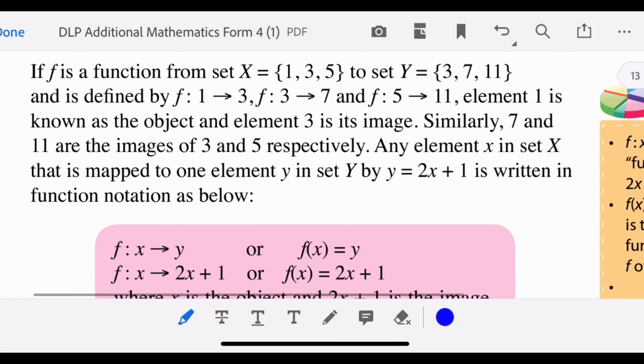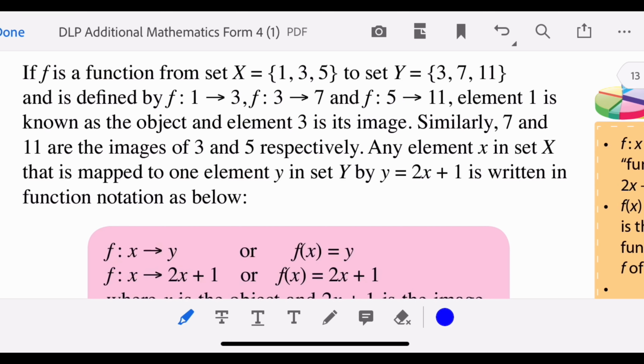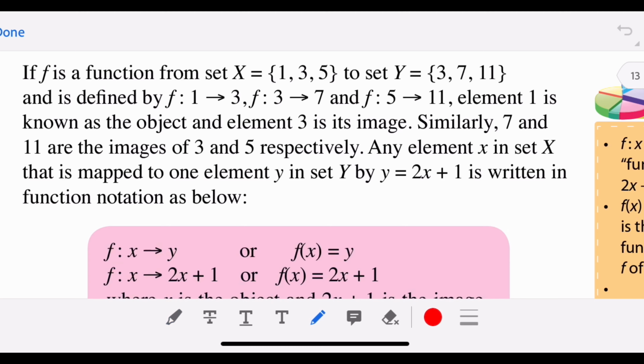Okay, so now let's see this one, how to write function notation. If you look at the set, the function brings 1 to 3 and brings 3 to 7, or you can say the function maps 5 to 11. Element 1 is known as the object and element 3 is the image.